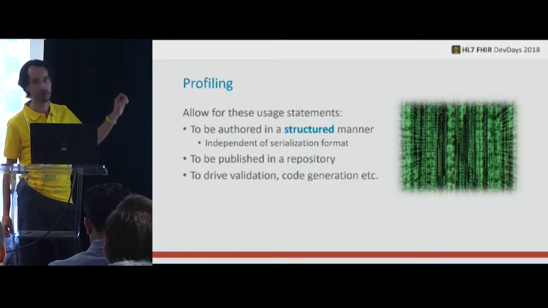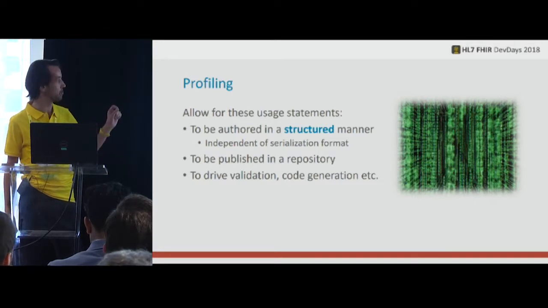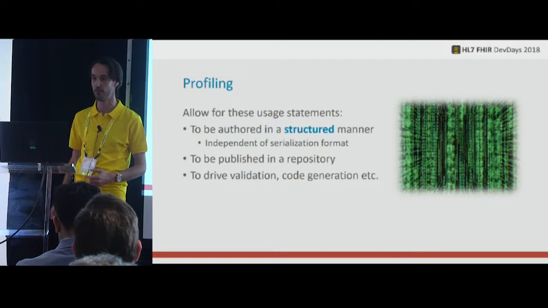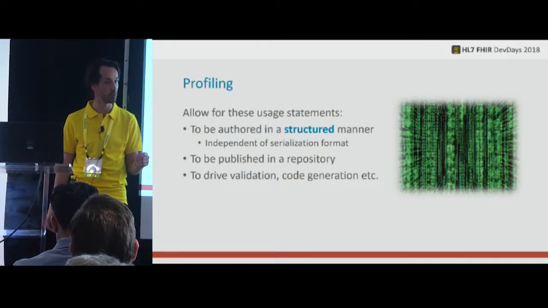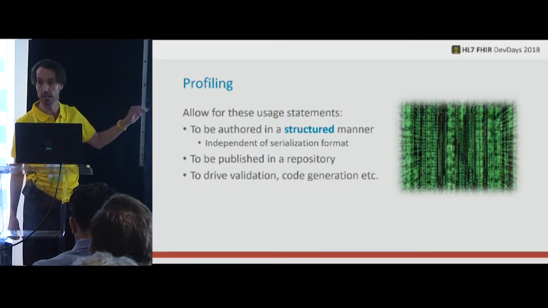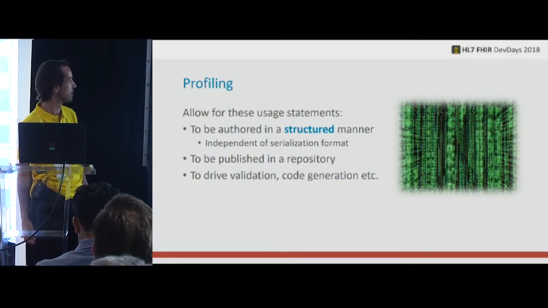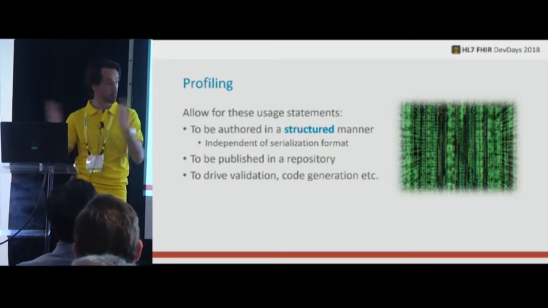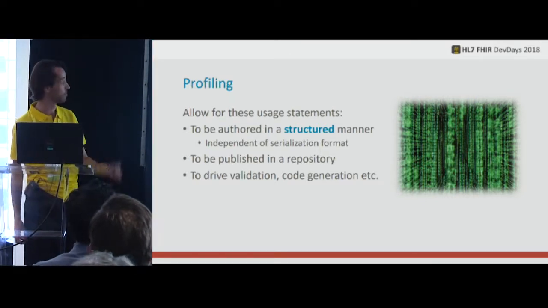And what FHIR aims for is to author that in a structured manner. So you could write that down in a Word document, but that's just readable for a human. We want machines to be able to reason about it. So we want to author as much as we can in a structured way, in a machine-readable way, independent of any format. We now have XML and JSON, there might be more in the future, so it's an abstract format.